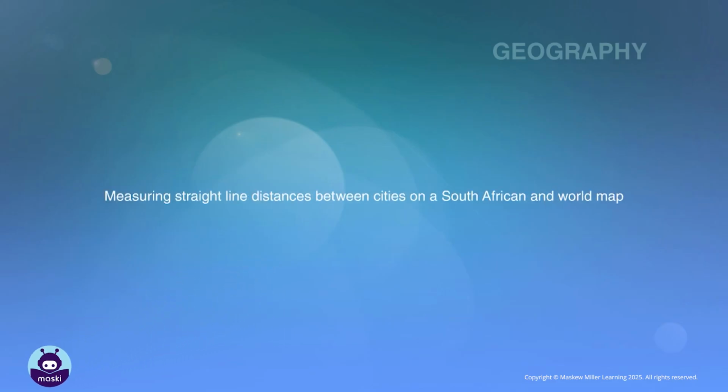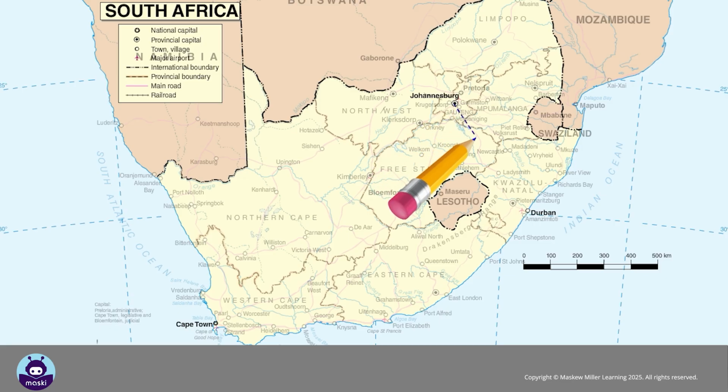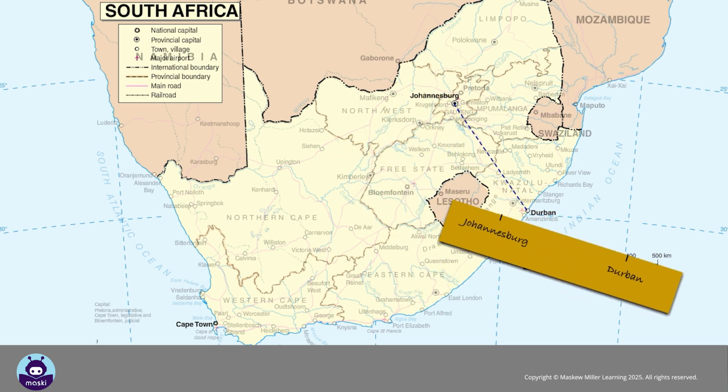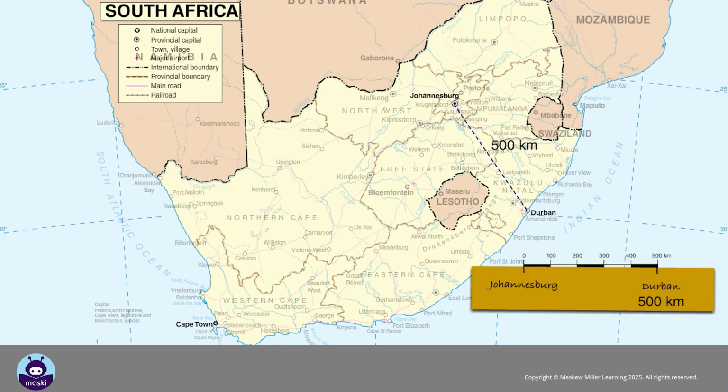Measuring straight line distances between cities on a South African and world map. We can use the scale of a map to convert the distance we measure on a map to the distance in reality. This makes it possible to work out the actual distance between two places on a map.